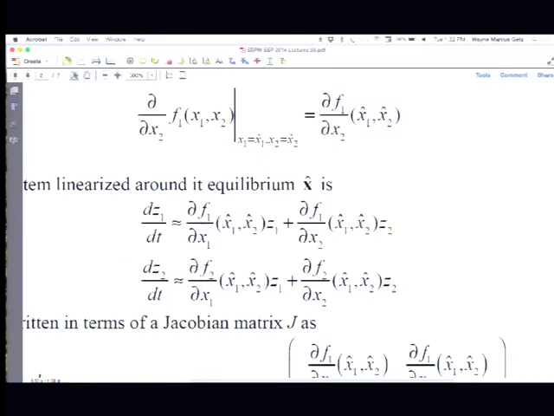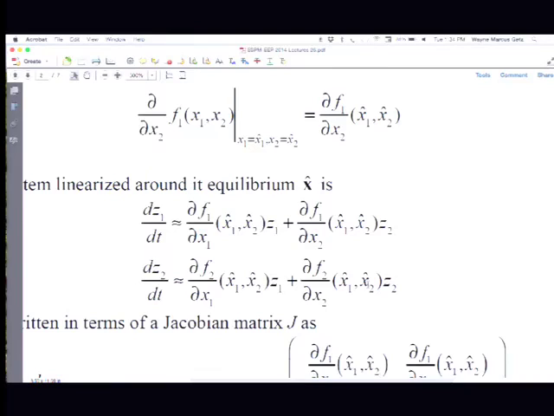Now this is a linear system because this is a number, this is a number, this is a number, this is a number. So it's like saying dz1/dt is equal to a times z1 plus b times z2. dz2/dt is equal to c times z1 plus d times z2, where a is the partial derivative of f1 with respect to x1 evaluated at x1 hat, x2 hat, and so on. So this is called the linearization of the nonlinear system around the equilibrium.